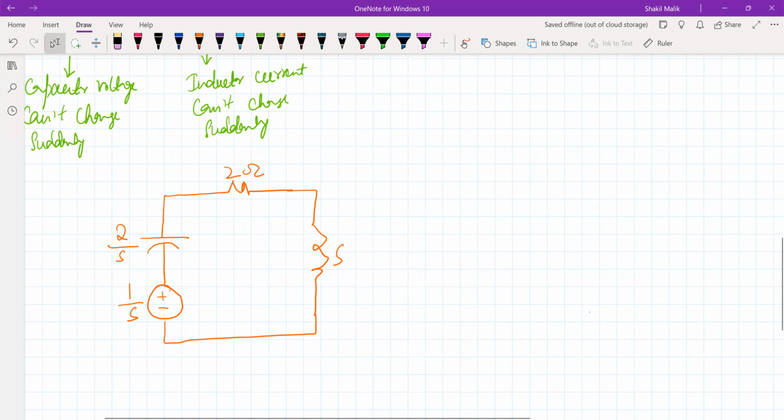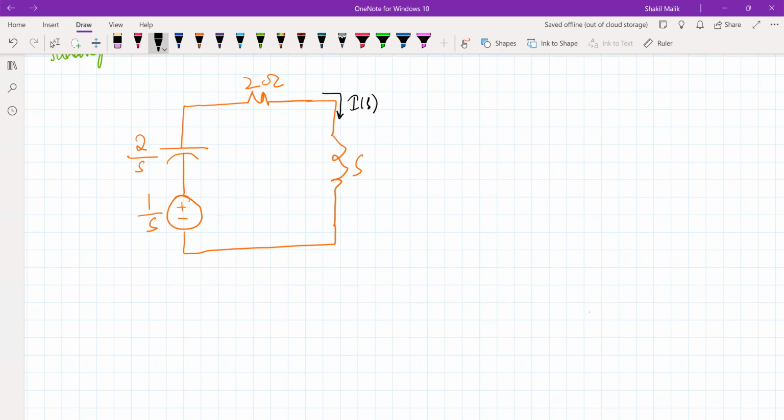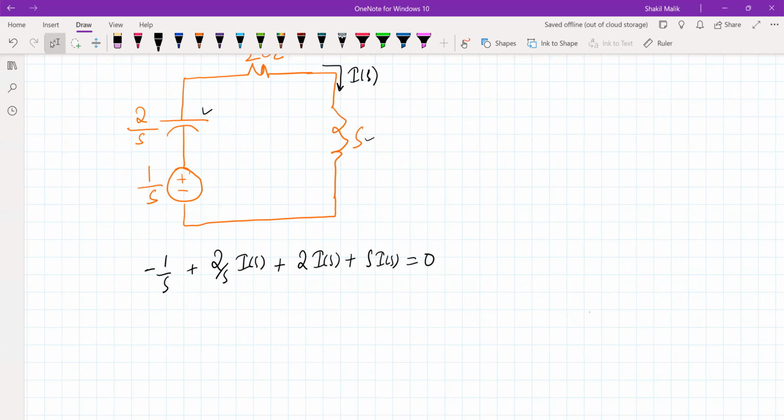And we'll say now the current that is flowing here is I of S. So our goal is to find I of S. So use the KVL of this network. So writing the KVL, it will be minus 1 by S plus 2 by S times I of S, because this is an impedance. Impedance times current is voltage drop, plus 2 I of S, plus, the impedance of this branch is simply S. S times I of S is the voltage drop, so that's equal to 0. So this is the KVL.